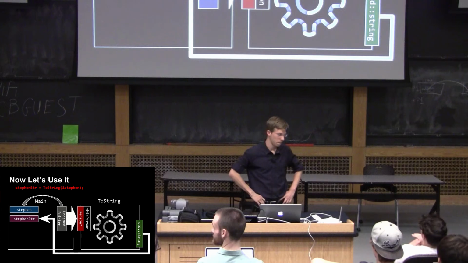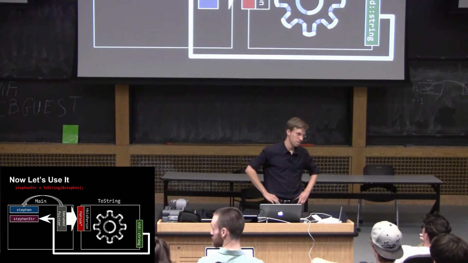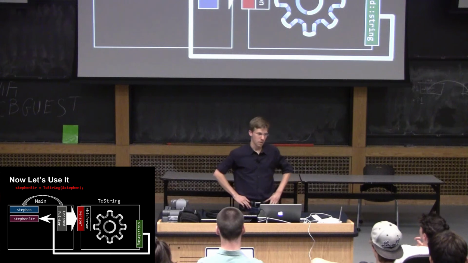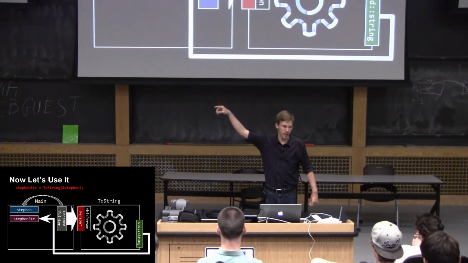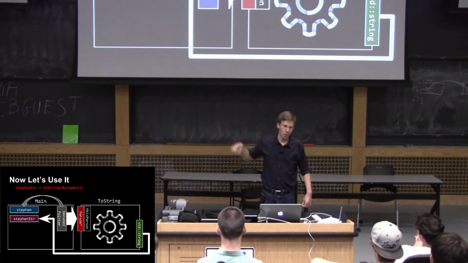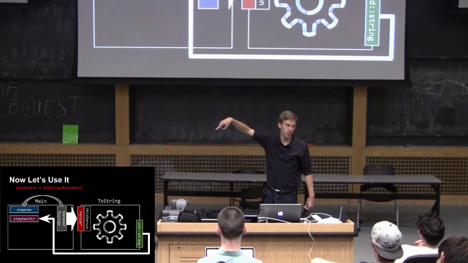Yep? Functions expect a pointer to an object, but the ampersand is an address of the object? So why is it not like asterisk Stephen instead of ampersand Stephen? Don't confuse pointers with addresses. They're basically the exact same thing. Don't think of them as different. What the function's expecting is the address of, or the pointer to, a person.